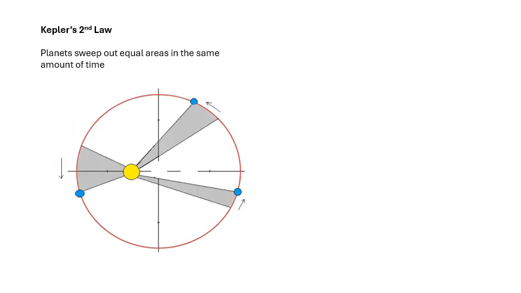Kepler's second law: planets sweep out equal areas in the same amount of time. Basically, when the planet is closer to the Sun, it's traveling faster. When it's further away from the Sun, it's traveling slower. And in the same amount of time, these areas are the same. And that's Kepler's second law.